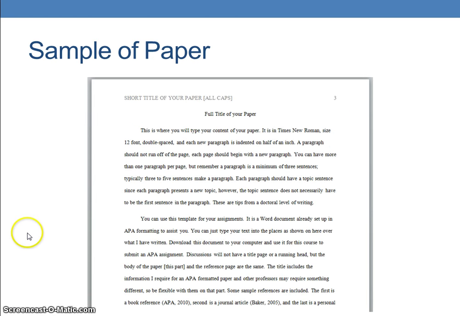Here we are looking at a screenshot of the first page of our actual paper. Notice how we don't label introduction, but rather we have the full title of our paper. Each paragraph is indented and it follows a line of thought.